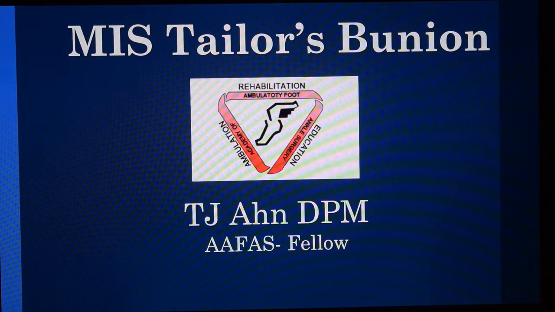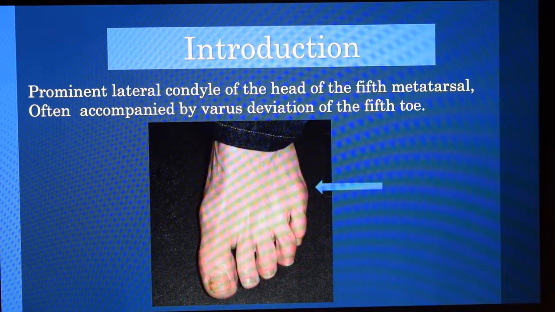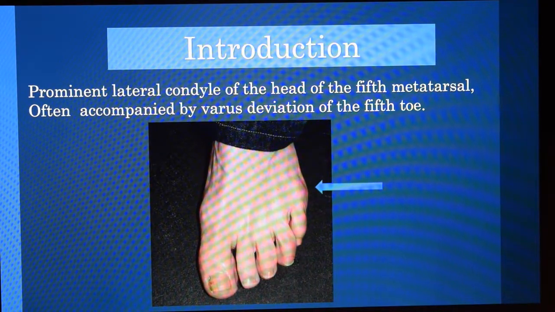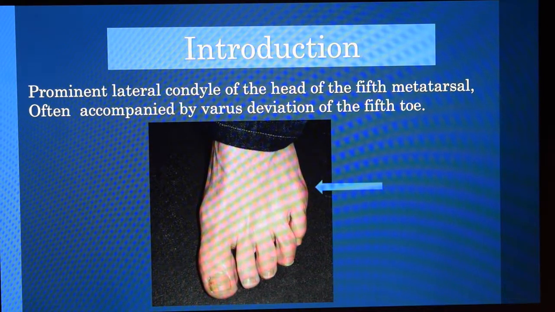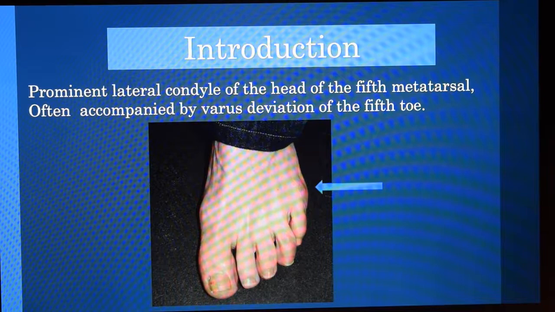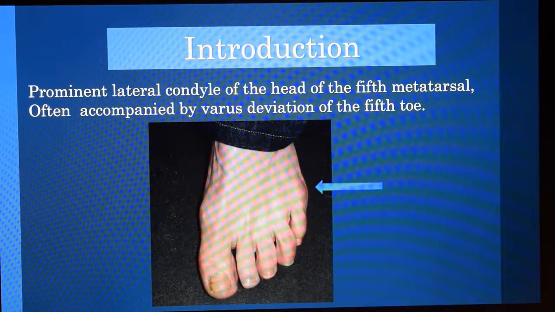start minimally invasive surgery. So basically, a Tailor's bunion is a prominent lateral condyle of the head of the fifth metatarsal. Usually it's accompanied by varus deviation of the fifth toe, and this depicts a patient with a fairly mild Tailor's bunion and adductovarus fifth toe.